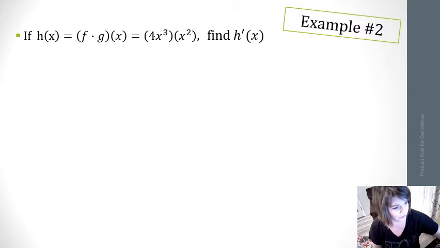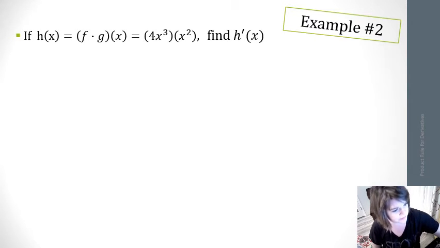Okay, so we have h of x, which is a multiplication of two different functions, 4x cubed times x squared. It would be super easy for us to multiply these right now and find the derivative. That's why I wanted you to try it on your own, because you can easily multiply them right now and find the derivative that way. But instead of doing that, I want us to do the product rule. And so I'm going to reiterate the product rule. It's first function times the derivative of the second plus the second function times the derivative of the first.